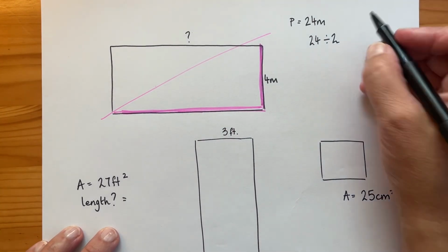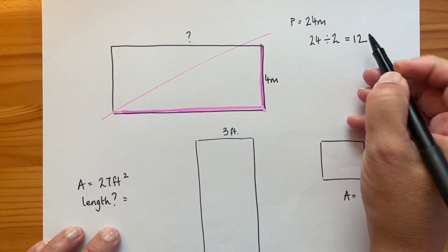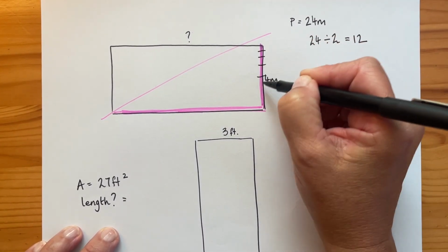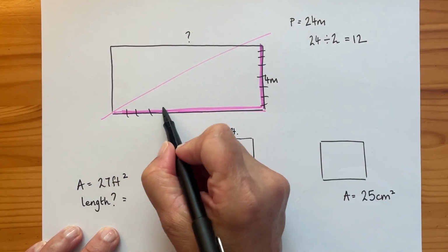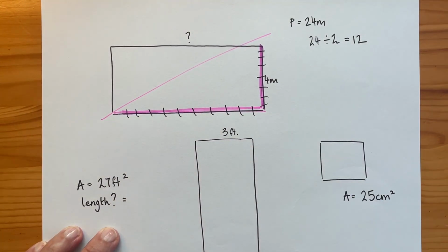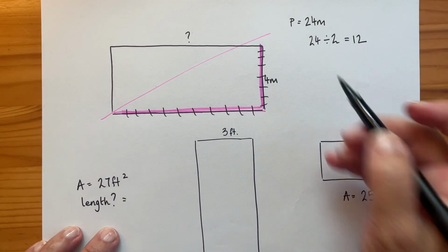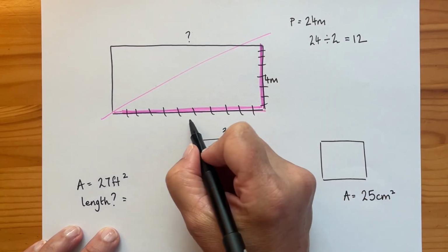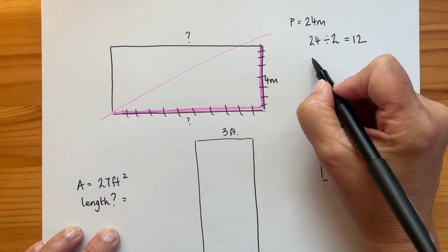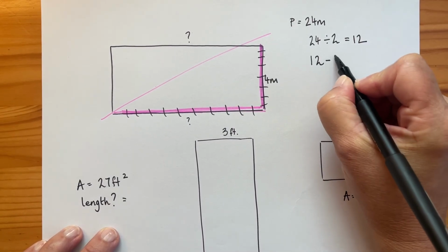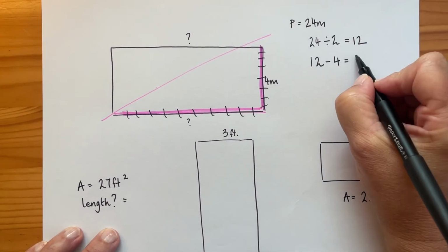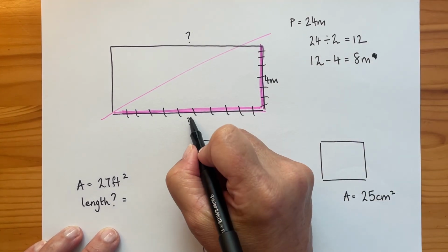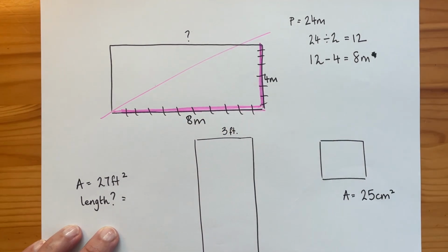So if I do 24 divided by 2, I know that's 12 because 12 times 2 is 24. So I know that the total of these 2 sides together is 12. And because I already know that this is 4, all I have to do to figure out this side is do 12 minus 4, which I know is 8. So I have just figured out that this is 8 meters.